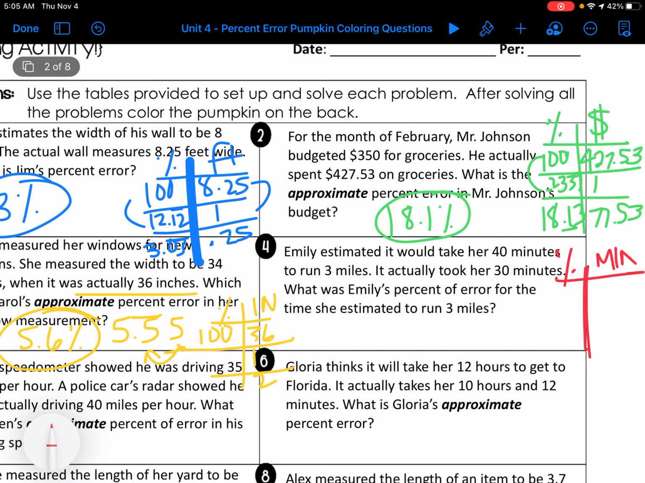All right, so we've got percent and we got miles. Or I should say minutes, not miles, because we're comparing the minutes. So I know 100% is 30 minutes because that's how long it actually took. And I know there's a 10-minute difference between her estimation and what it actually took. So on my calculator, I'm going to divide 100 by 30. And I get 3.3 repeating. And then I'm going to multiply by 10. I get 33.3%.